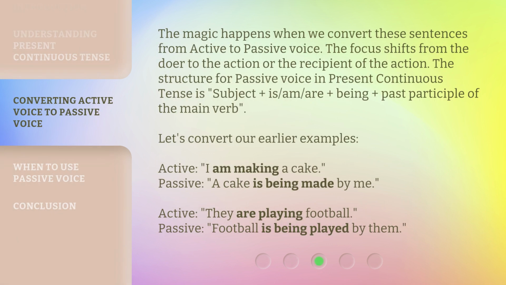The magic happens when we convert these sentences from active to passive voice. The focus shifts from the doer to the action or the recipient of the action. The structure for passive voice in present continuous tense is subject plus is, am, are plus being plus past participle of the main verb. Let's convert our earlier examples.